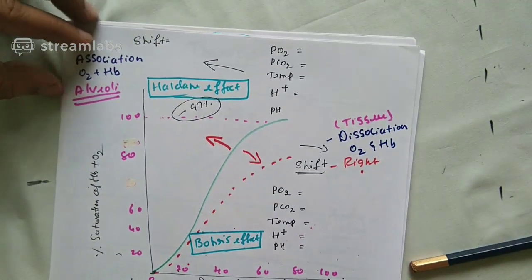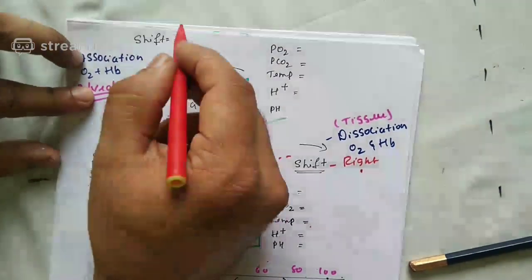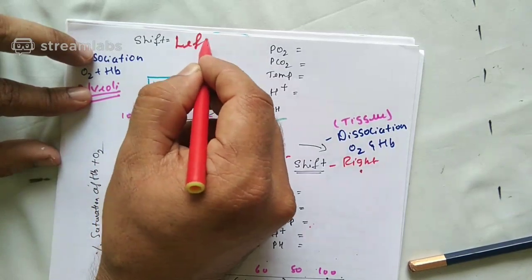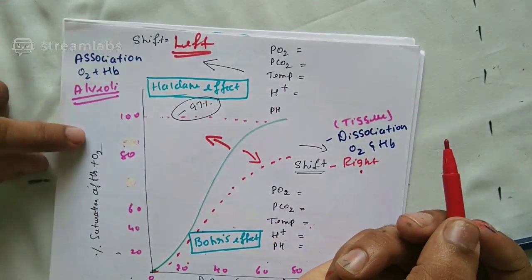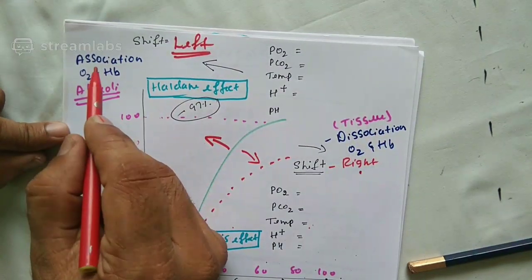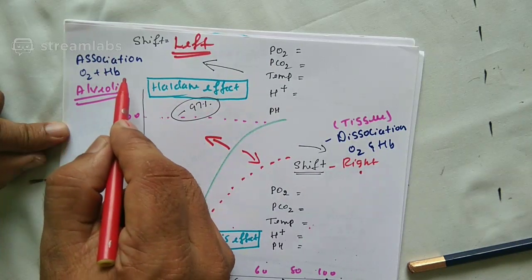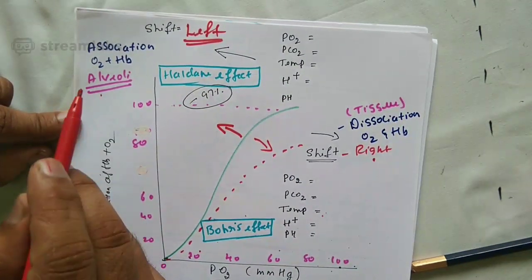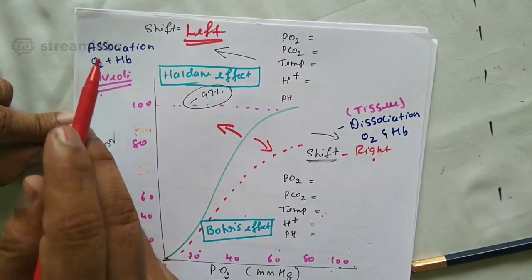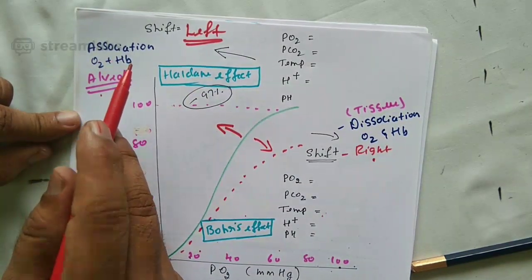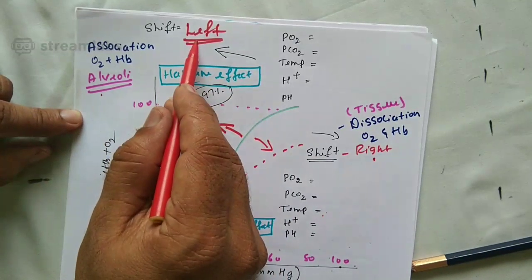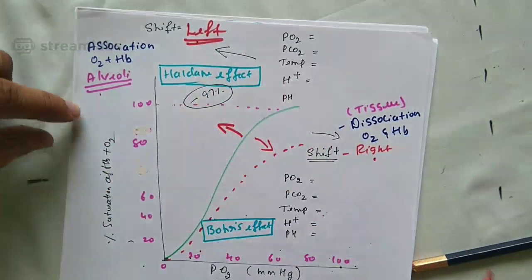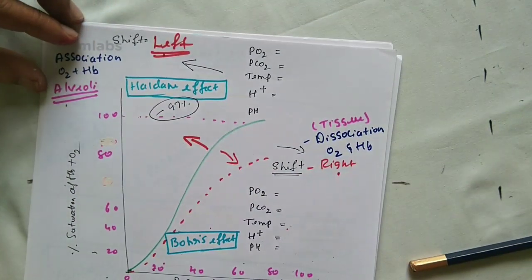Just see here. If it is shifting towards the left side, it means an association of oxygen with the hemoglobin. And it occurs where? In alveoli. In alveoli, oxygen binds to hemoglobin, and that is called shifting towards what side? Left side. And for this to occur, there are requirements.